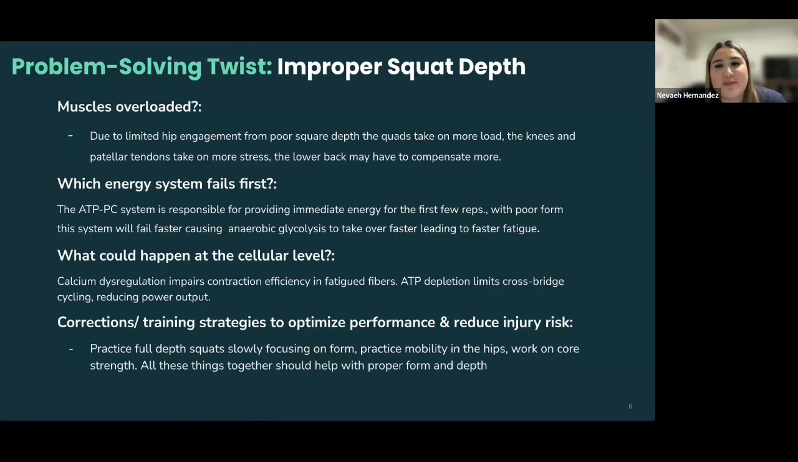So for the problem solving, we did improper squat depth, and how the muscles will be overloaded will be due to the limited hip engagement from the poor squat depth, so the quads will take on more load, the knees and patellar tendons take on more stress, and the lower back may have to compensate.